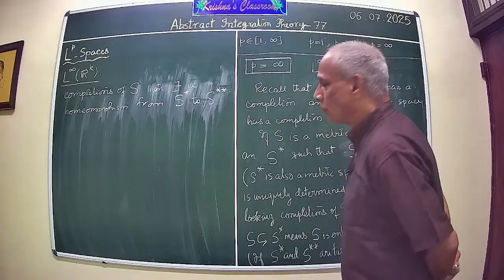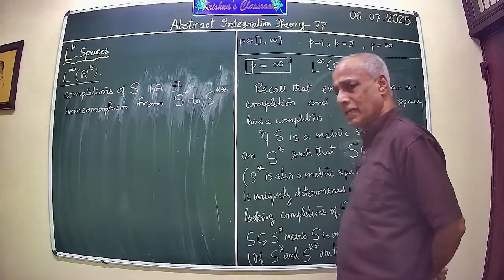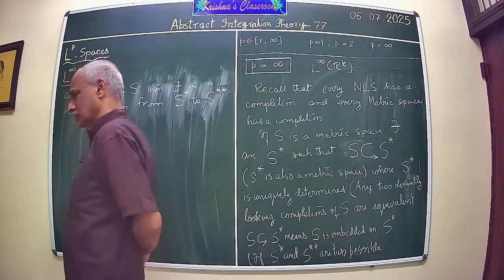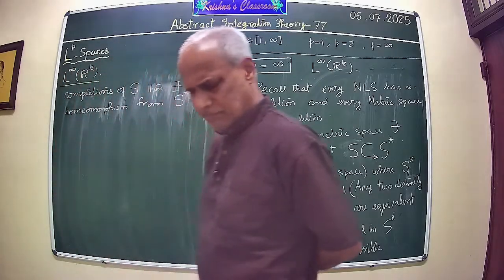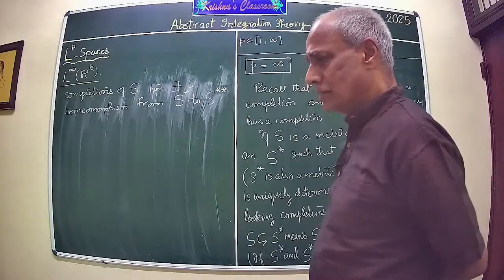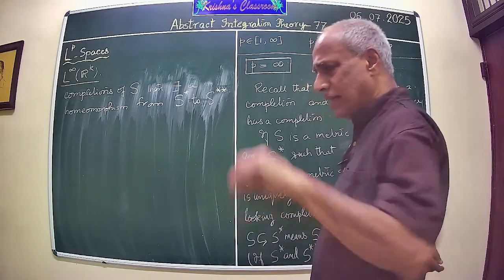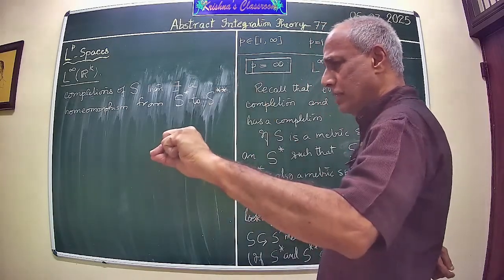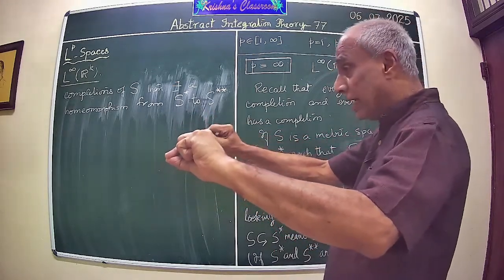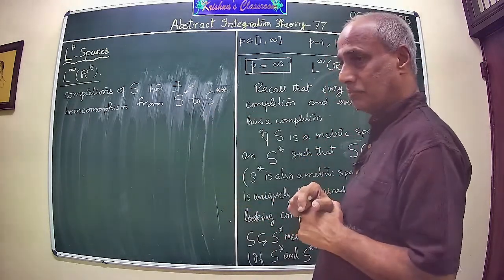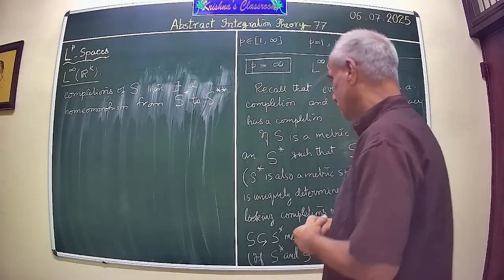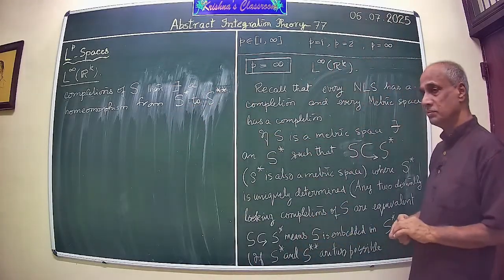S also could be embedded in S double star because you can define a map. You can use this homeomorphism. So there is no problem. S is embedded in S star means corresponding to every element in S, you can find a corresponding element in S star. At the same time, S star is not equal to S in general. Okay, right?